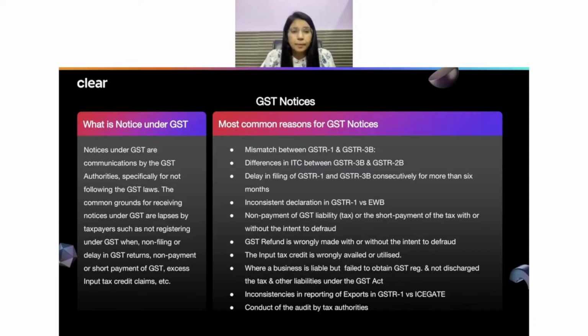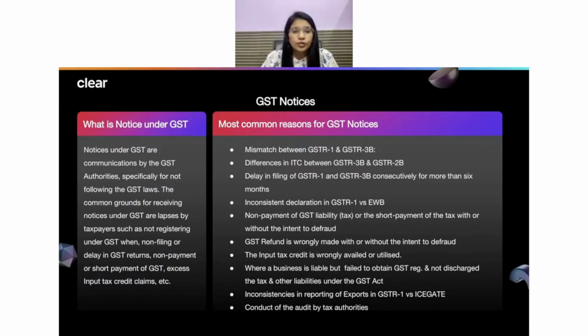In the same way, not only this, whenever we claim ITC, let's say I have claimed some extra ITC, and it was not an intention. It was just by mistake that I claimed an extra ITC. I realized that mistake maybe after 2-3 months, and then I also reversed that ITC.